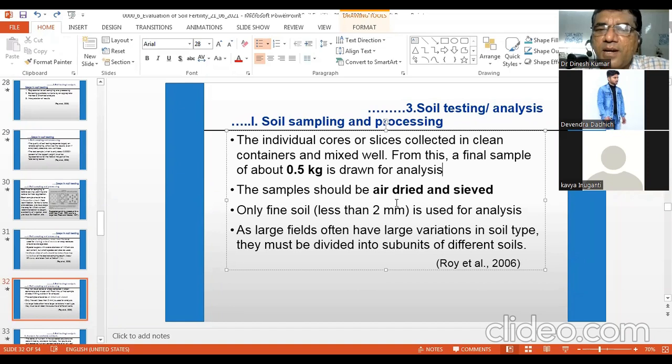The sample should be air dried and sealed. So now you need to air dry the sample. It should not be kept in the oven when you are using it for nutrient analysis. And then sieving can be done. Only fine soil, less than 2 millimeter, is used for analysis. The sieve size should be 2 millimeter or less. As large fields often have large variations in soil type, they must be divided into subunits of different soils. So you have seen that subsampling can be done.